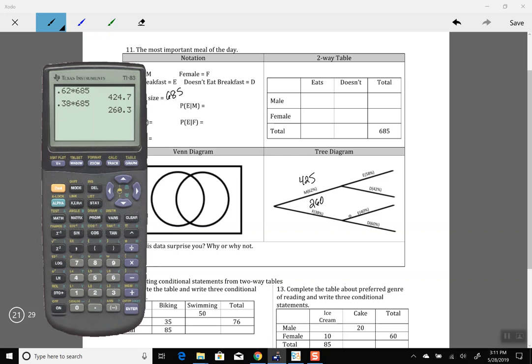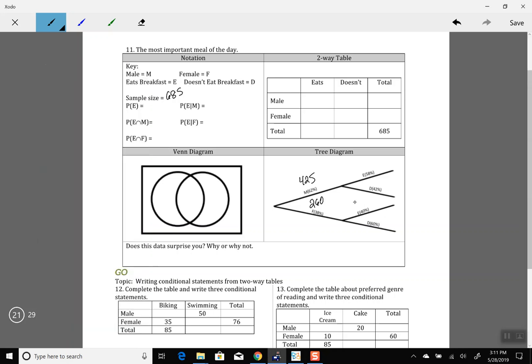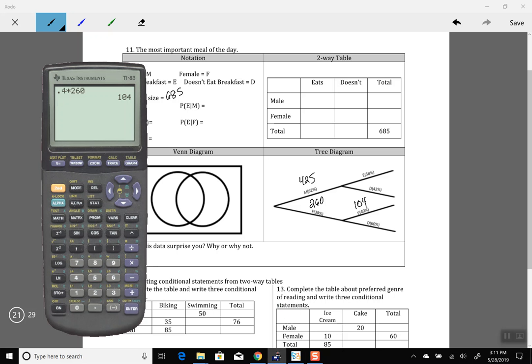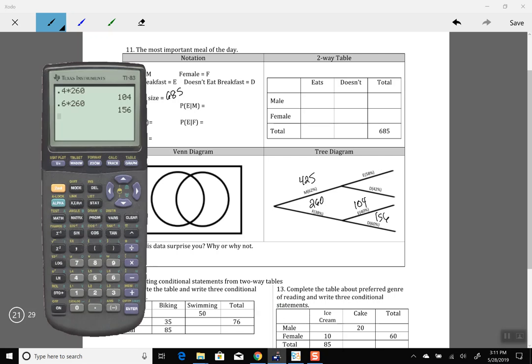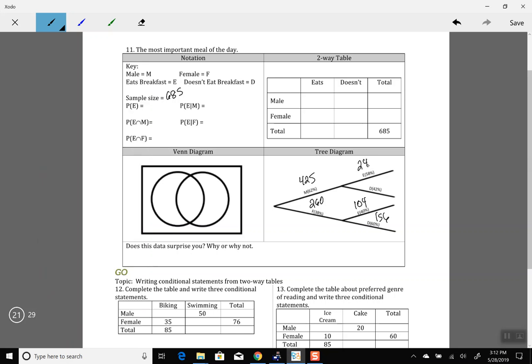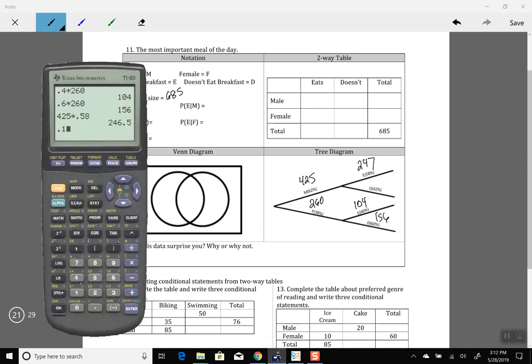Now what I have to be careful of is that it's 40% and 60% that is broken down. Of this 260, it's broken down. So 40% of 260 is 104, and 60% of 260 is 156. That 425 is broken down into certain percentages, so 425 times 0.58 gets you 246.5, round that to 247. 42% of 425 gets you 179.